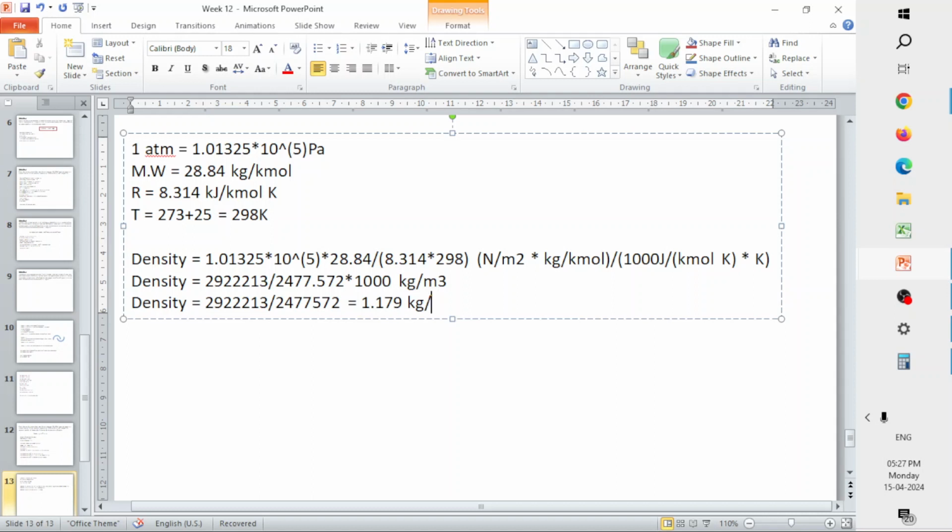kg per meter cube. So if we have not divided the value by 1000, then the answer would be somewhere around 1179 kg per meter cube, which means that the density of the air is going to be greater than the density of the water, and air is in a gas form, right? So that will have a much lower density compared to the water which is in the liquid form. So that will be wrong. So this 1000 factor is very important.